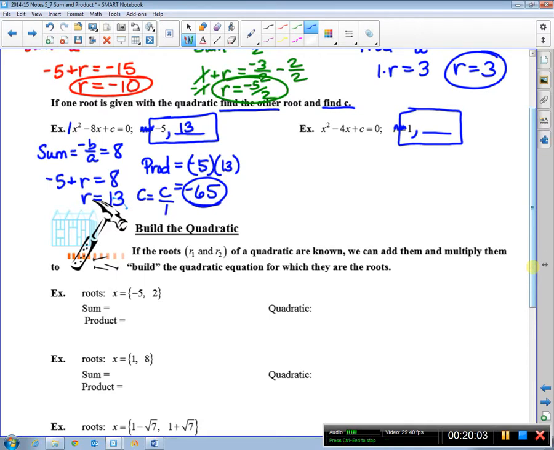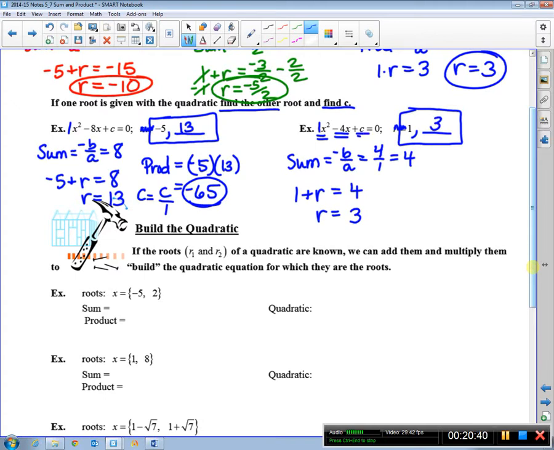Next example. Find the other root. We've got a 1 and a -4. So again, we're working with the sum. So the sum is 4. One root is 1. The other root added to it should give us 4. And so that other root is, if you said 3, you are right. So we'll put that right up there.